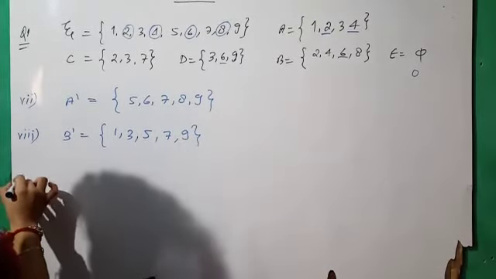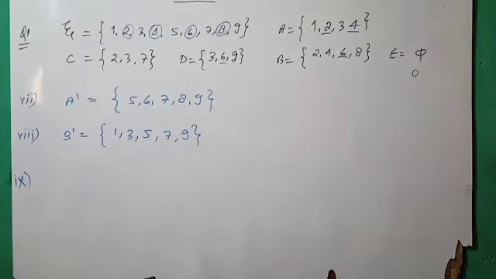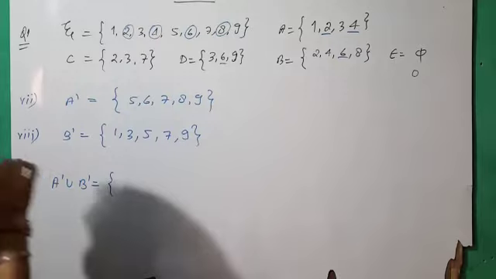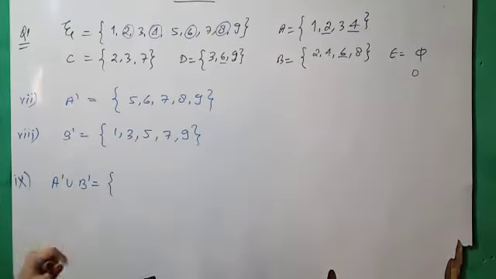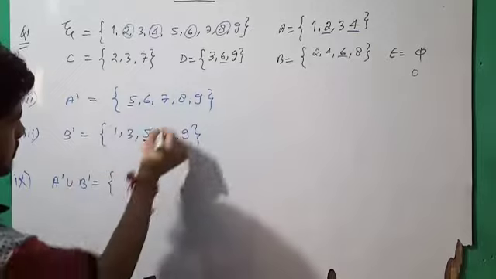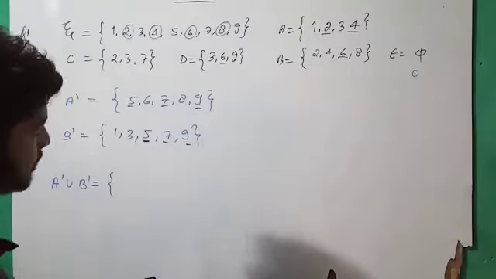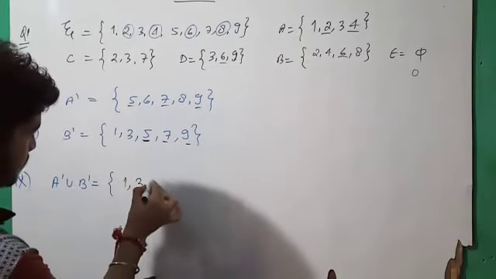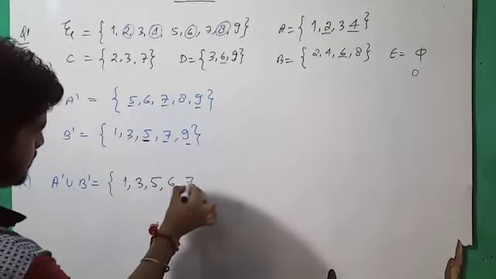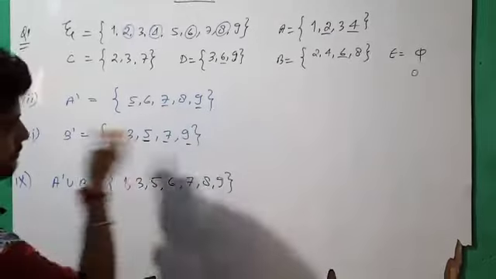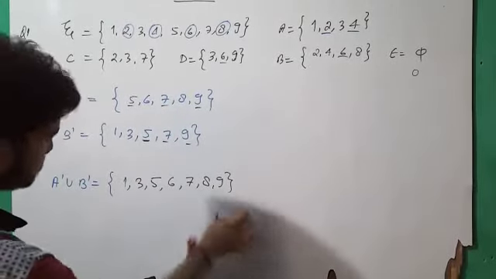Next we have the ninth question, A dash union B dash, very important and simple. A dash is 5 6 7 8 9, B dash is 1 3 5 7 9. The repeated elements in A dash and B dash are 5 7 and 9, so we write these elements only one time. So we have 1 3 5 6 7 8 9. Total number of elements: 5 plus 5 is 10, and 3 are repeated, so the total number of elements is 7.